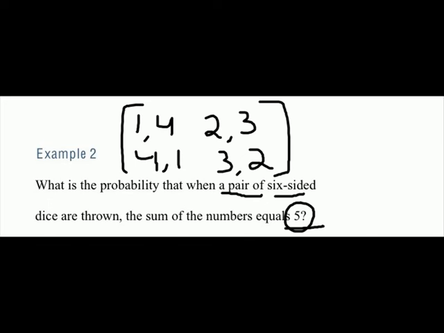1 4 is different from 4 1 because in this case it's the first dice that gets a 1 and the second one gets a 4, and in this case the first one gets a 4 and the second one gets the 1. So the total number of favorable ways is 4.